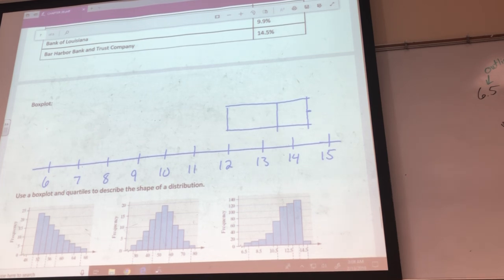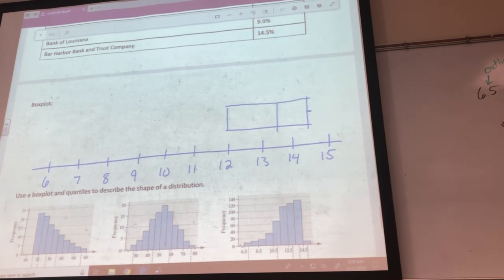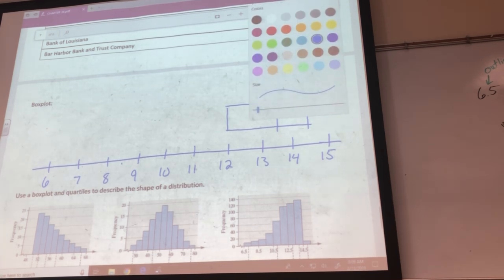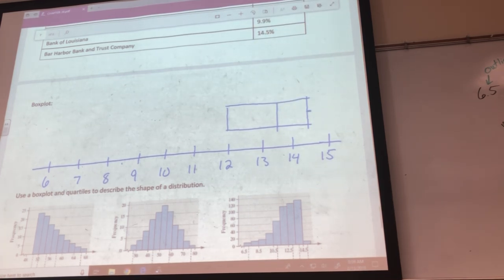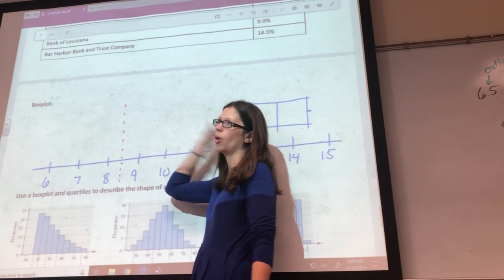So on the left-hand side, that one's the hard one because I do have an outlier. My lower fence is 8.4. That would be right about there, so that's where my fence is. My upper fence is 18, but that's way off the grid, so I didn't include that one. But 8.4 is right here. That's my fence. My whisker can't go past my fence.